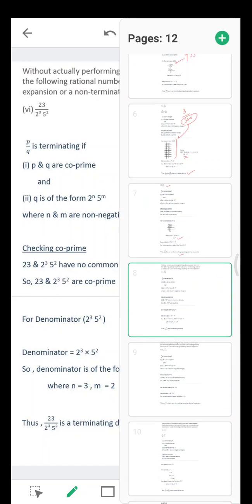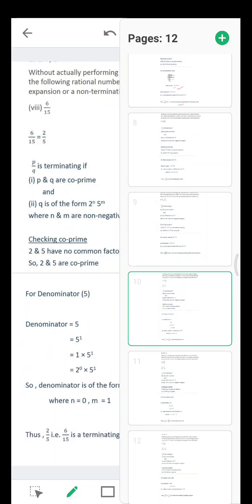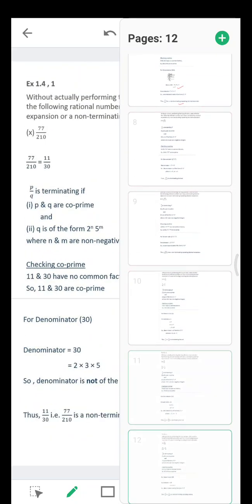So you can complete this question number 1 in your classworks, and make sure you all complete this and submit your classworks because this is the end of the chapter.